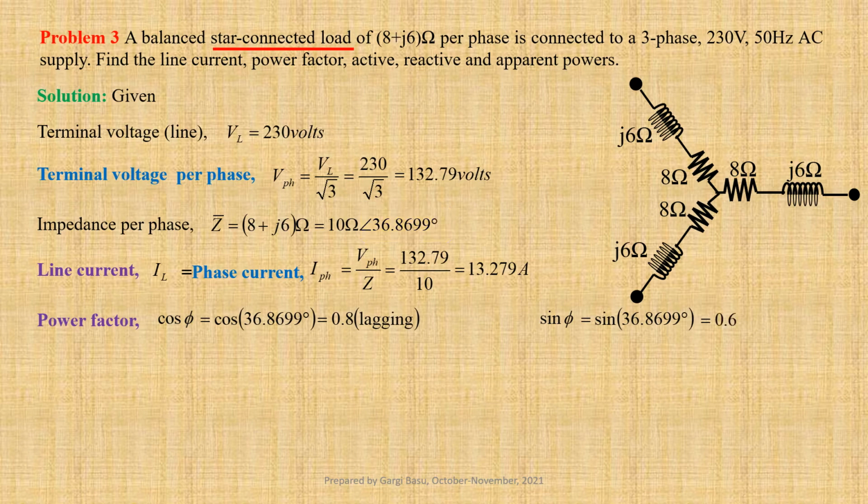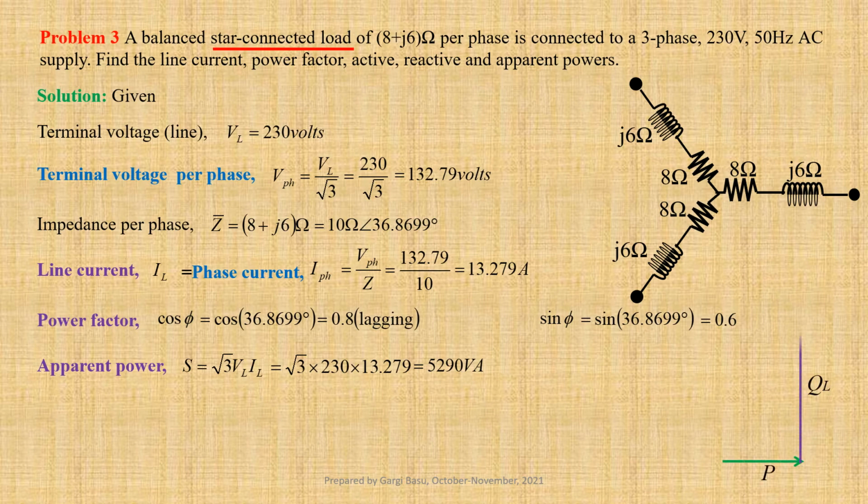Expression for apparent power for 3-phase load: S equals root 3 times VL into IL. Using values we get root 3 into 230 into 13.279, that gives us 5290 volt amperes. Let us draw the power triangle for inductive load.